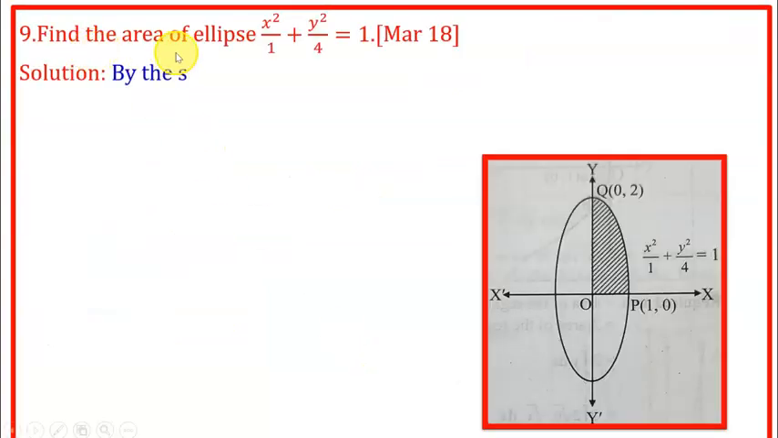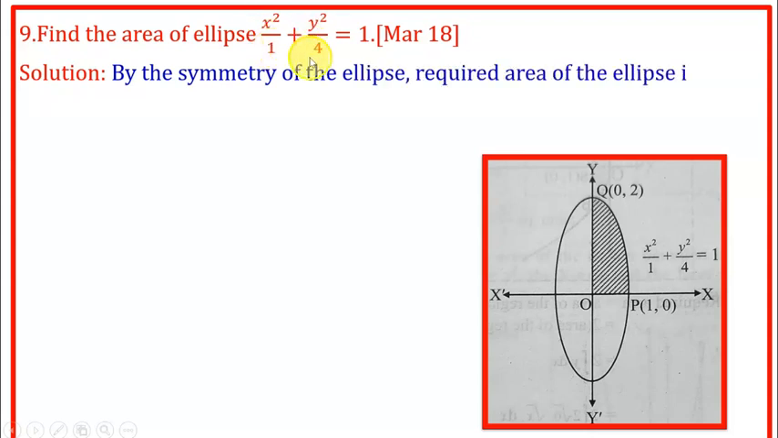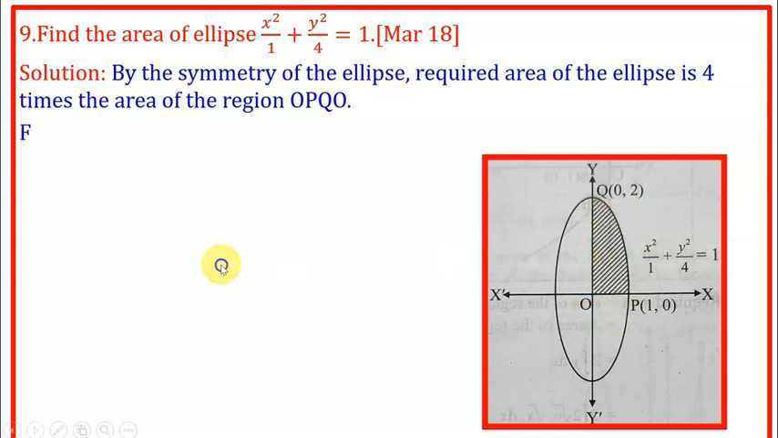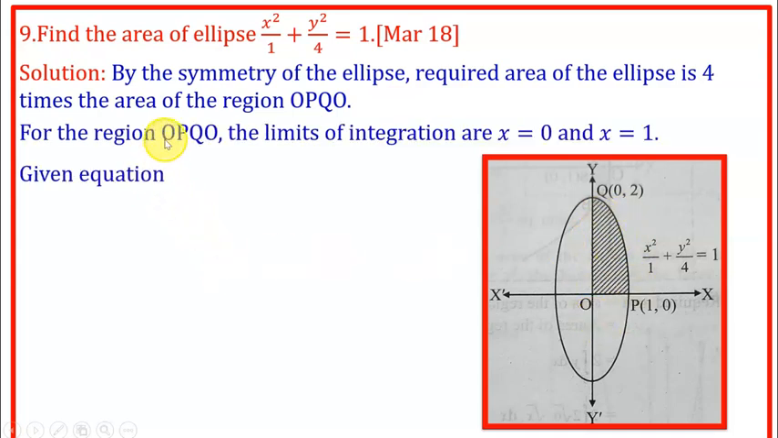Now next, find the area of the ellipse x square upon 1 plus y square upon 4 is equal to 1. This question was asked in the March 18 examination. See this figure. By the symmetry of the ellipse, the required area of the ellipse is 4 times the area of the region OPQO. Therefore here for the region OPQO, the limits of the integration are x equals 0 to x equals 1.